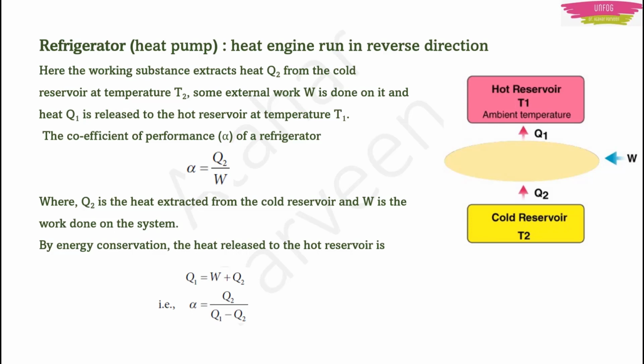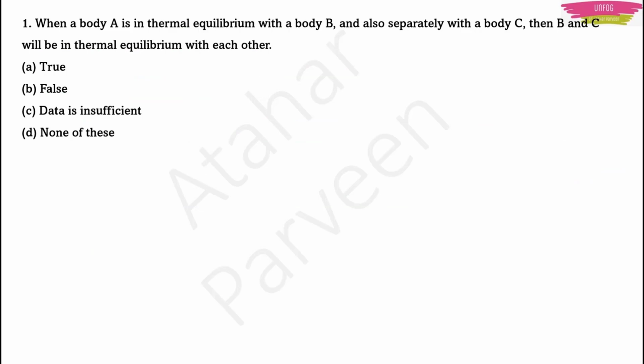I have gathered many questions. Please watch the lecture patiently. First question: when a body A is in thermal equilibrium with a body B and also separately with a body C, then B and C will be in thermal equilibrium with each other. Options are true, false, data is insufficient, none of these. It is true. This is the Zeroth Law of Thermodynamics.